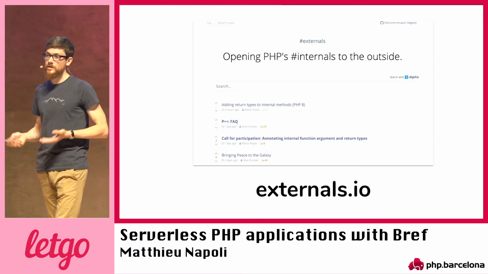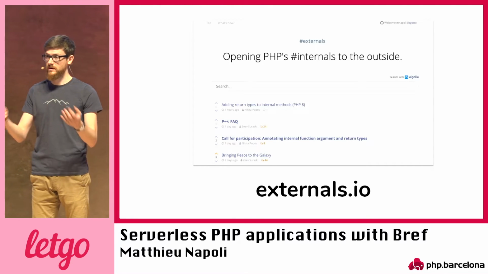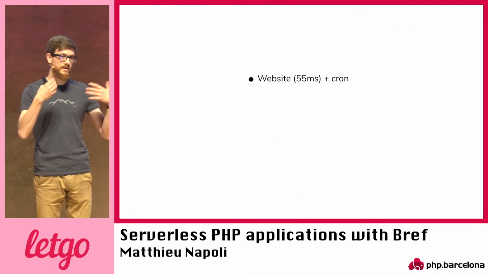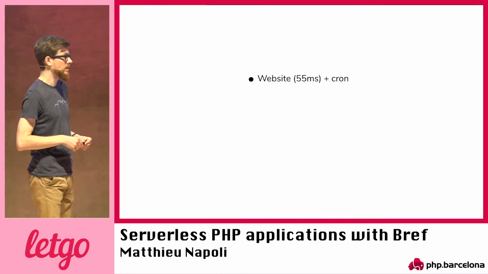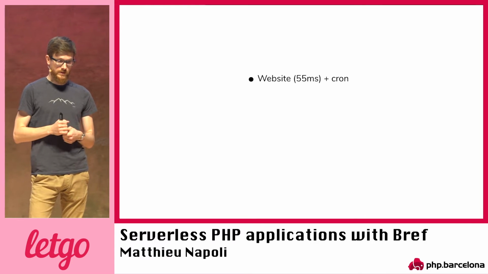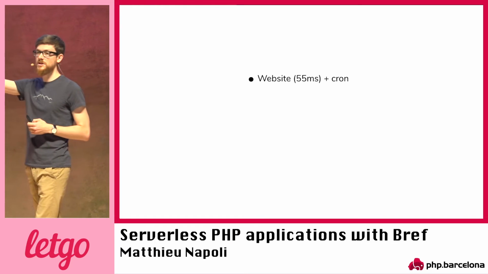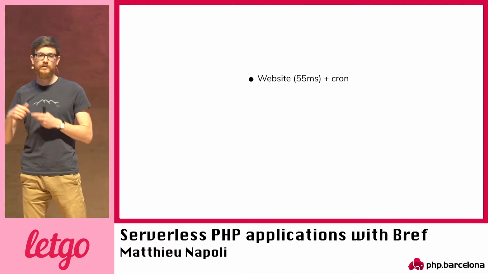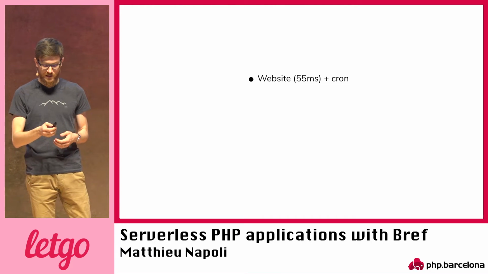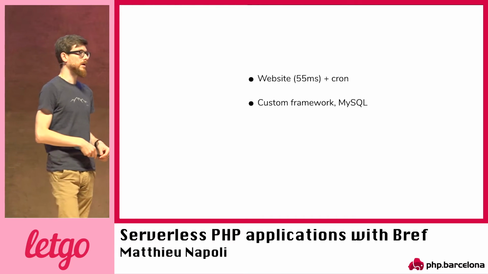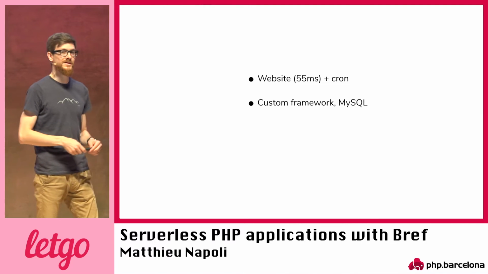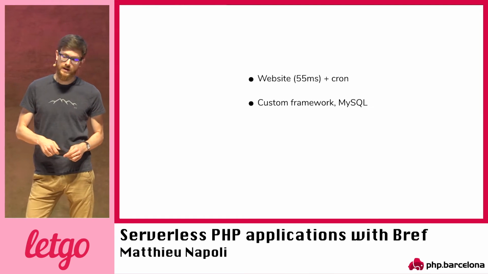When I started working on that, I ran it on a server. So it's a pretty standard thing. It's a PHP website with good response time. I'm really happy about that. There's a cron job running every 5 minutes, fetching new emails on the mailing list, and then it sends them to a MySQL database. It's a custom PHP framework, because I just wanted to have fun on this project.